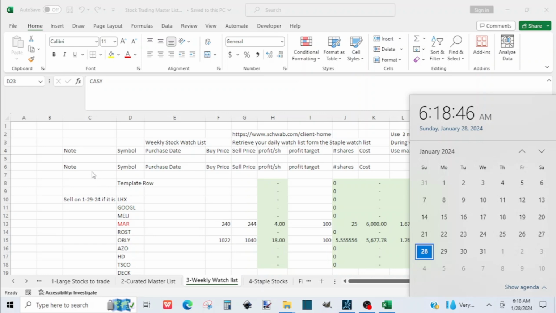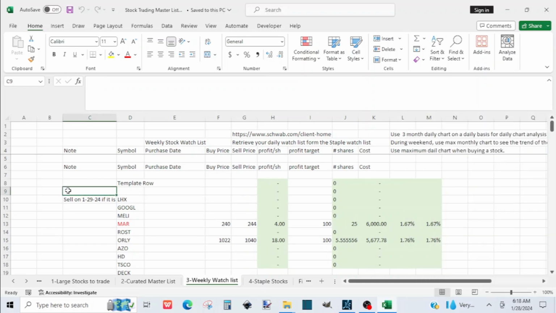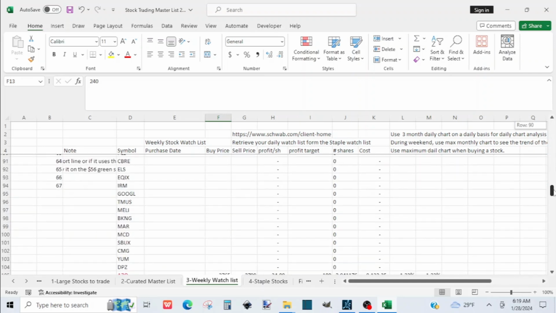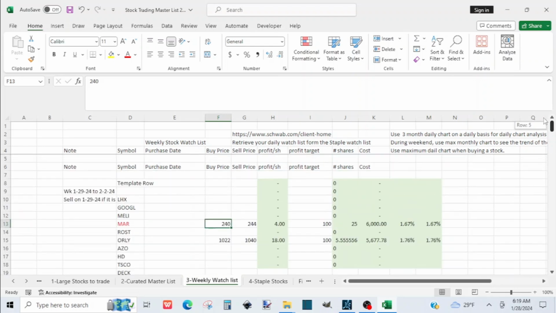So I'm going to add it, week 1/29/24 to 2/2/24, or whatever that Friday is. And we are going to continue from there. We already have the master list already.